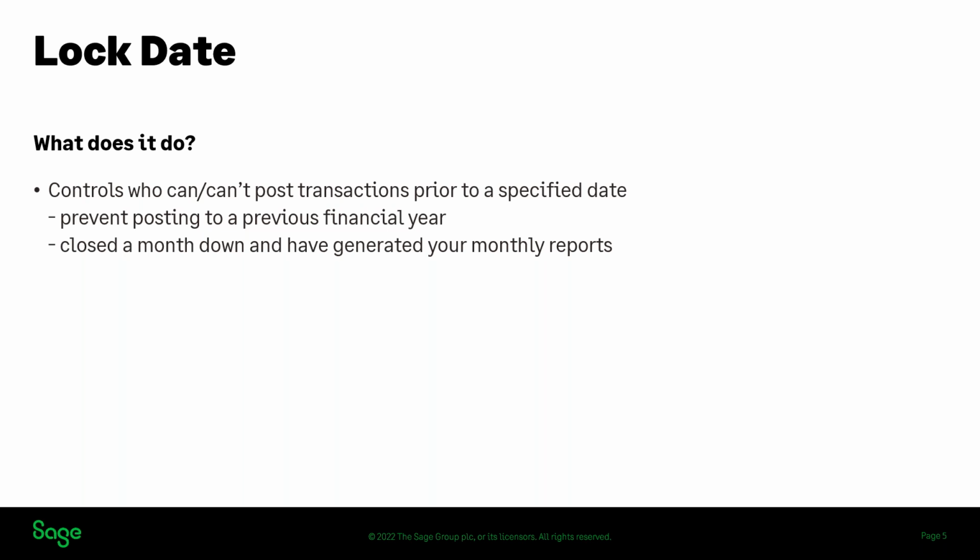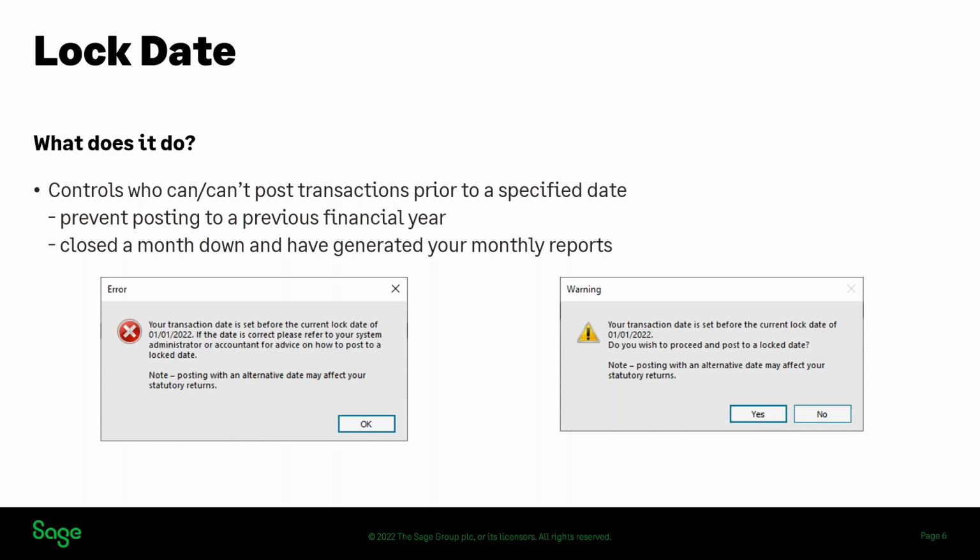Now, as we'll see in the demo today, you will either get an error or a warning. So with the error, where you can't backdate the transaction, it just gives you the error, you get an OK message, and that's it. You can't backdate. Or you will get a warning, almost like reminding you that we've got a lock date set. Do you wish to proceed and post beyond that? So we're going to show you the two options.